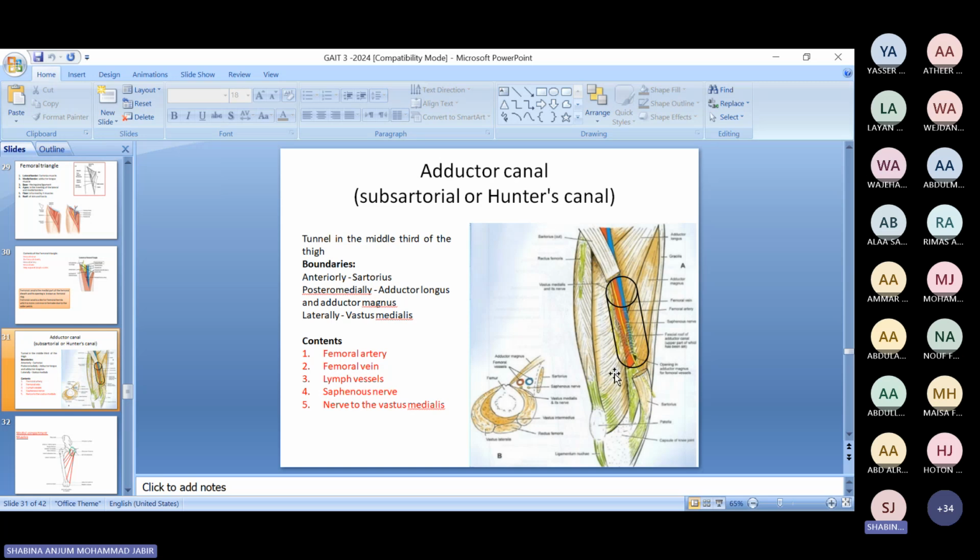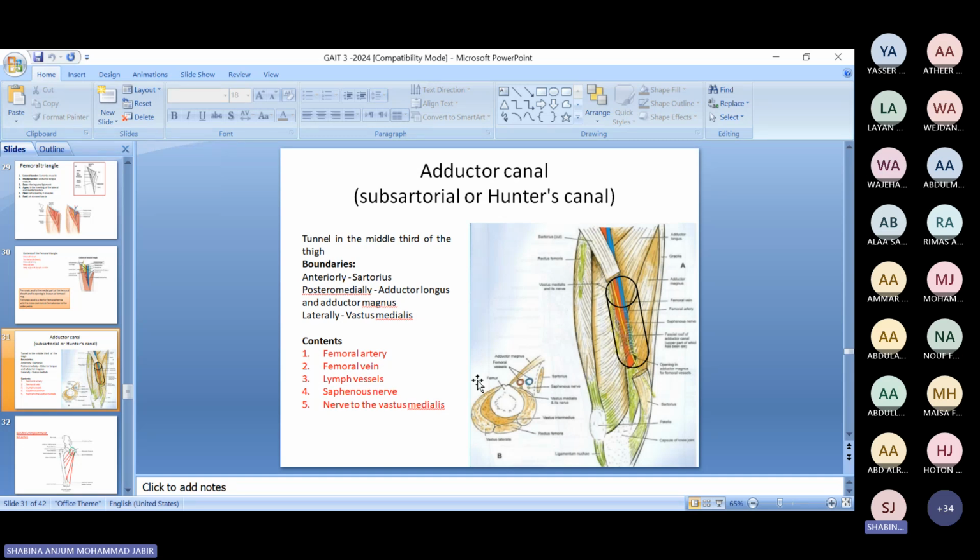Anteriorly, you will find the sartorius. Means when you remove the sartorius, only then can you see this. Then posteromedially you have the adductor longus and adductor magnus muscle, and laterally this is the vastus medialis. Why is it important to know? Because it also contains important structures like the femoral artery, vein, lymph vessels, saphenous nerve, and nerve to vastus medialis.